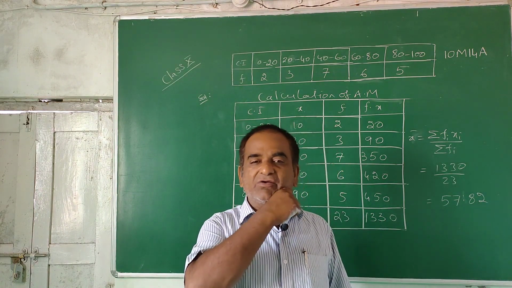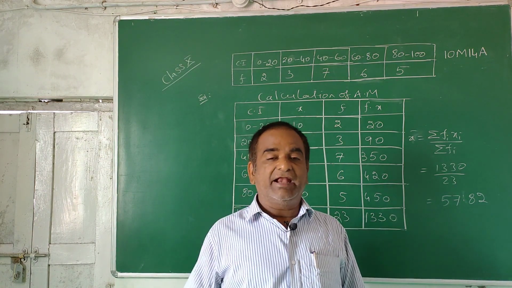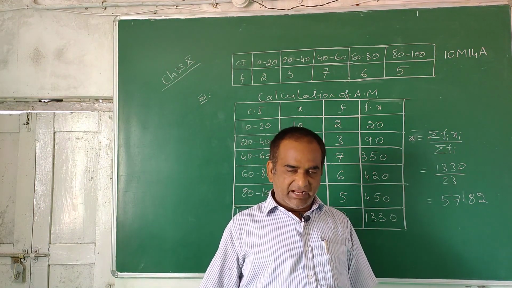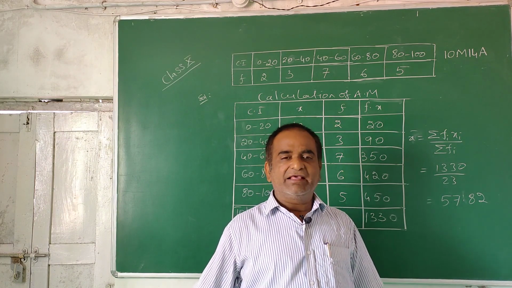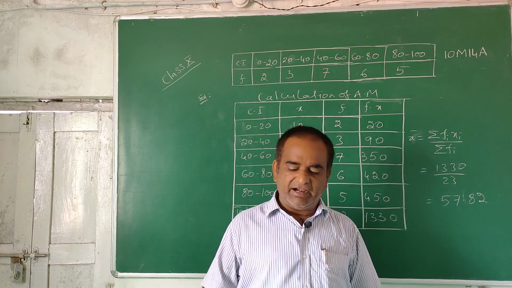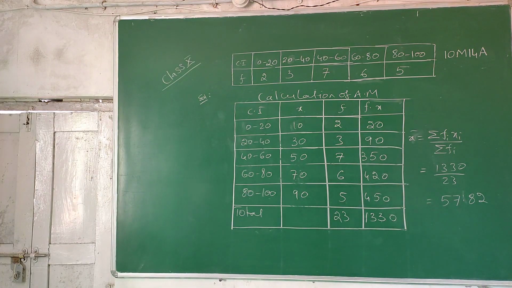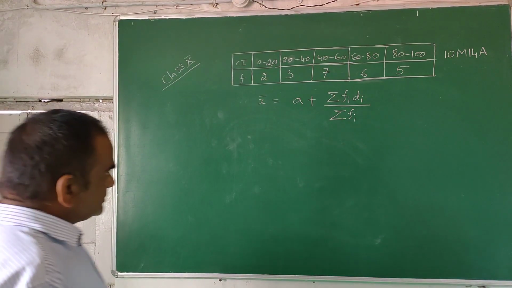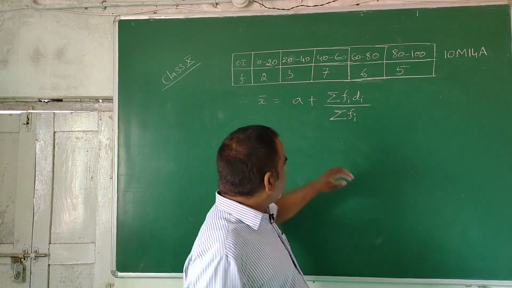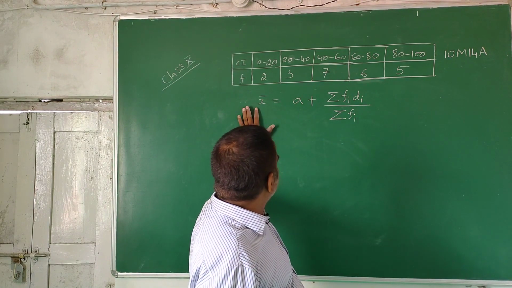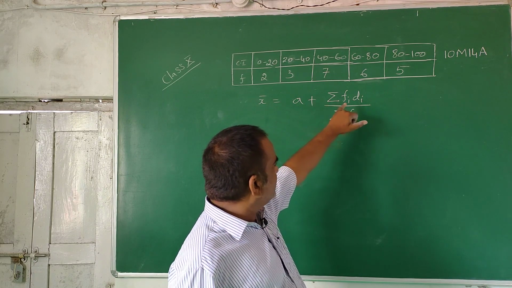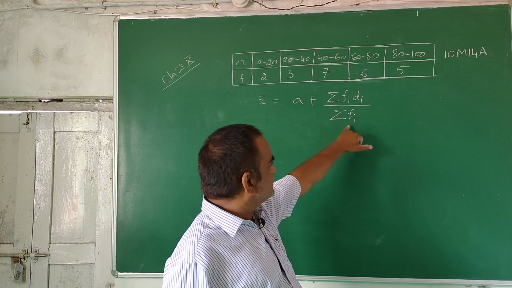Now we are going to learn about the second method, which is the assumed mean method. Now I'll explain what the assumed mean method is. In order to calculate the mean using the assumed mean method, we use this formula: x bar is equal to a plus summation fi di by summation fi.